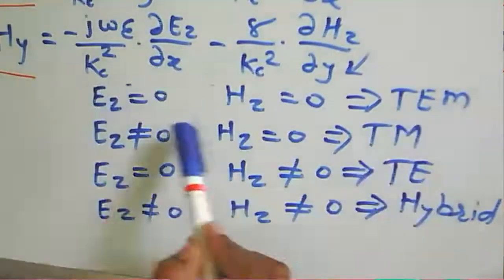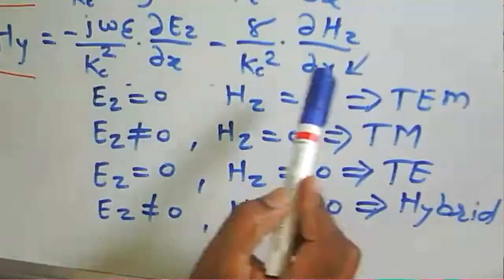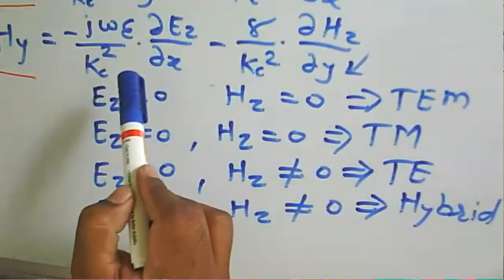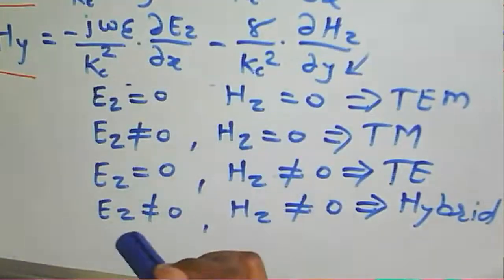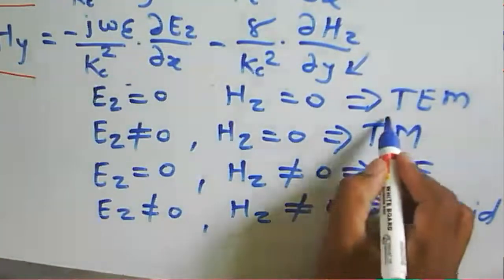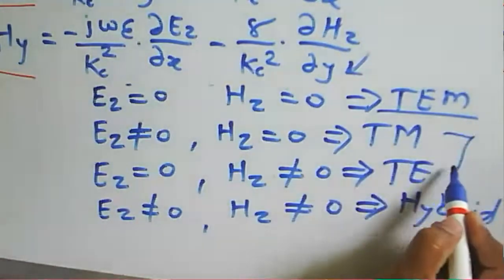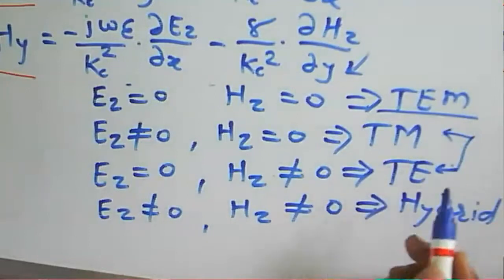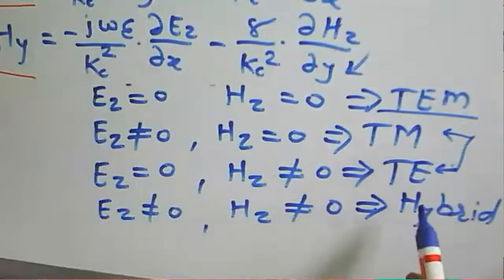Now this TEM wave, the transverse electromagnetic wave, will not exist in a rectangular waveguide. So that's why we will not see this TEM wave. It exists in a transmission line. But the TE and TM waves exist in the waveguide. So we'll talk about the TE mode of propagation and the TM mode of propagation.